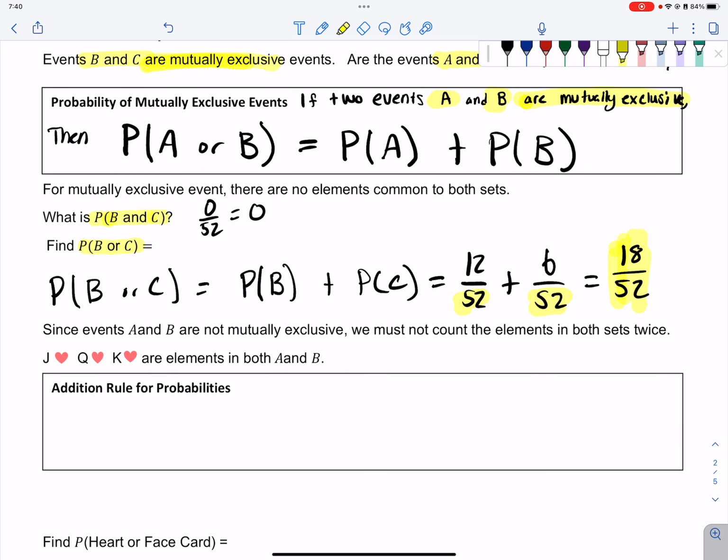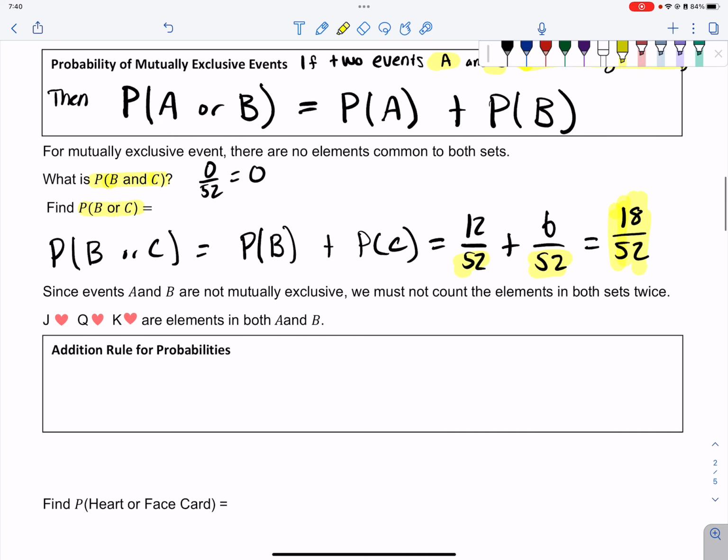However, not all of our events are mutually exclusive. On our last page, events A and B are not mutually exclusive. They share cards. So with this, we need to make sure that we do not count the elements in both sets twice. This is because the elements that they share are only in our sample space once. On the last page, A and B shared the Jack, Queen, and King of Hearts, but those 3 cards are only in our deck one time. So in our probability, they need to only be counted once.